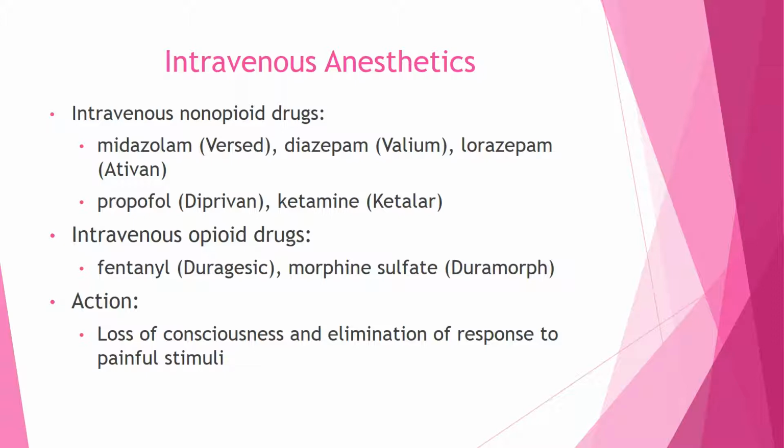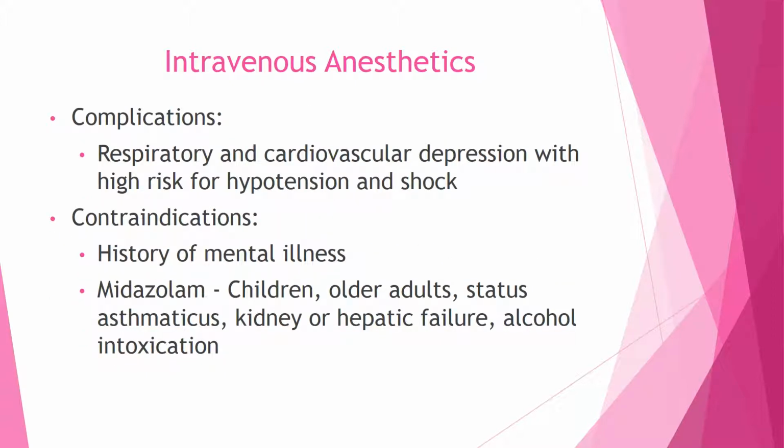Intravenous opioid drugs are your fentanyl, your morphine sulfate. The action is the loss of consciousness and elimination of response to painful stimuli. Complications are any respiratory and cardiovascular depression with high risk of hypotension and shock. So we need to make sure we monitor vital signs and an ECG. So make sure you get that for baseline. This may require mechanical ventilation during the procedures. And then make sure you have your resuscitation equipment on hand just in case you need it.